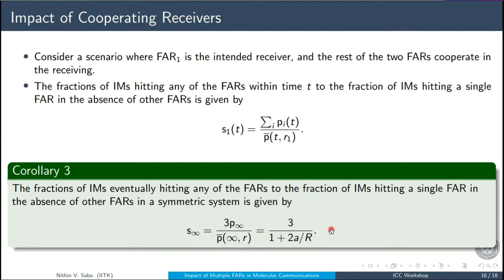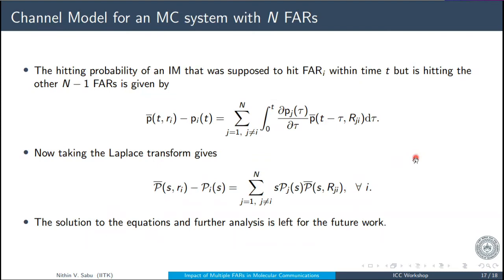Here we can see that the value of S infinity is less than 3, and the value of S infinity will reduce much more when A increases or R reduces. That is, when the radius of the receiver is increased and when the distance between the FARs is reduced. So what we expect is S infinity is 3, but actually it will be less than 3 because of the mutual influence of receivers.